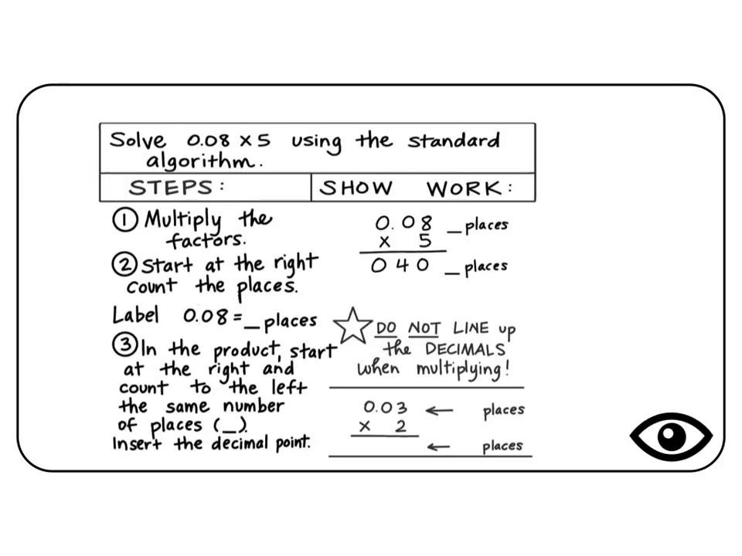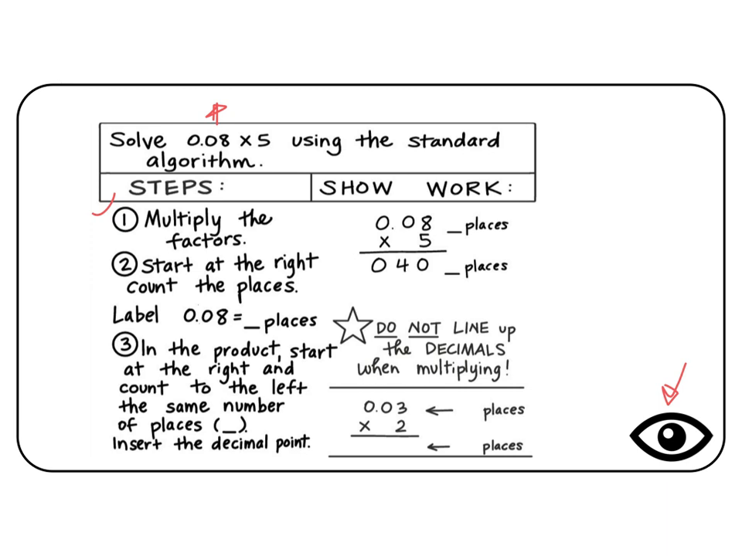All right, friends, go ahead and put your pencil down for just a moment and watch me do math. In today's lessons, we are going to multiply a decimal by a whole number. We're going to be solving 8/100ths times 5. We have some steps to follow. Step 1, multiply the factors. So if we look here, we know that 8 times 5 is 40. So they wrote the number 40.